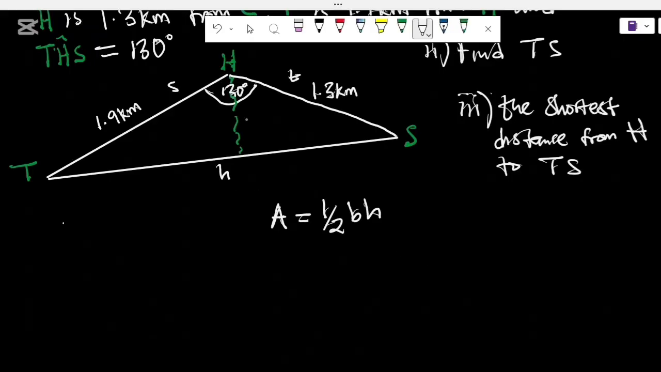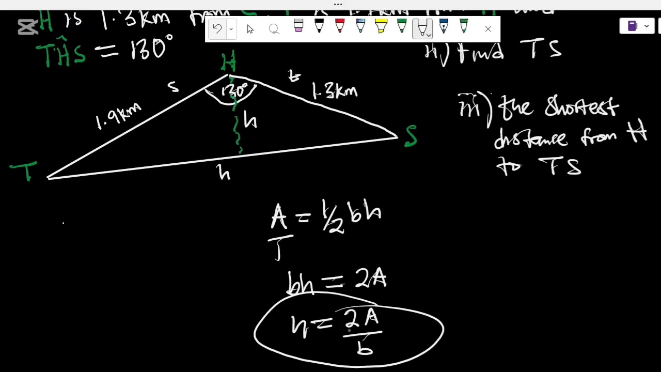Now in this case, this is the height that we want to find. We have the base here, TS, and the height. So we can go ahead and make H the subject of the formula, since this is what we need to find. When we do that, this is going to give us BH is equal to 2A. And when we do the math here, we are going to get H, which is equal to 2A over B.